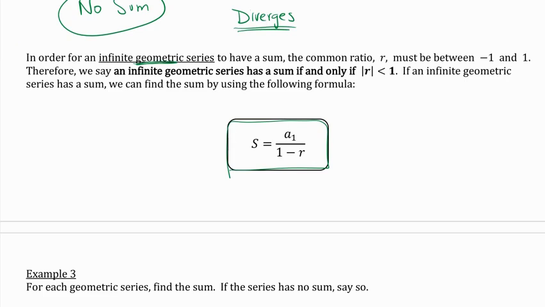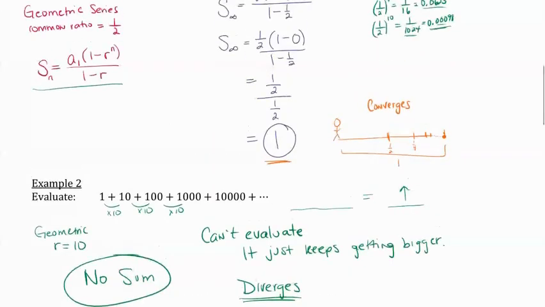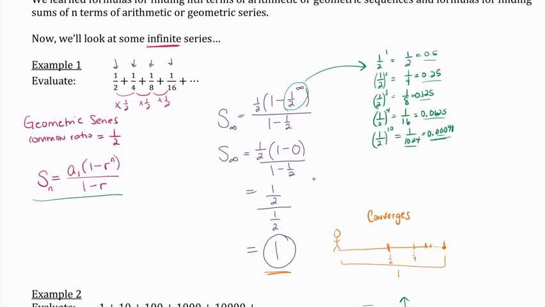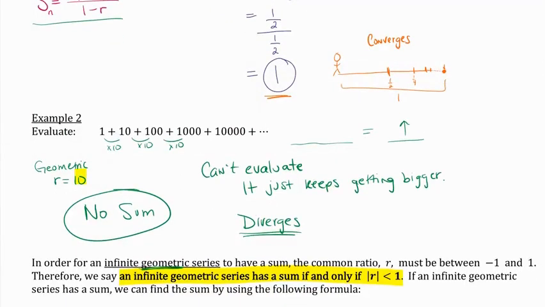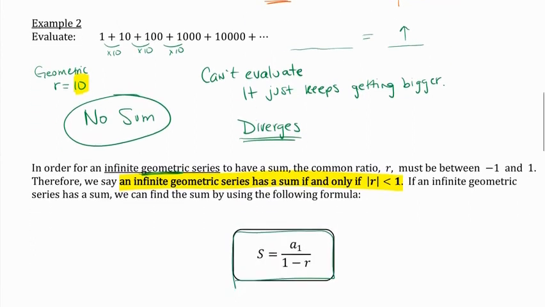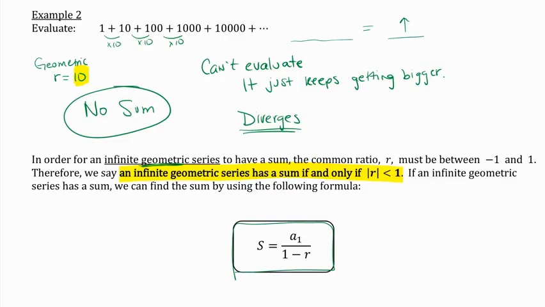There is a catch though, and that catch is that our infinite geometric series only has a sum if the absolute value of the common ratio is smaller than 1. So notice our common ratio for this first one was 1/2, right? That 1/2 is smaller than 1. Our common ratio for the second one is 10. That's bigger than 1, so it doesn't have a sum, right? So our common ratio has to be less than 1 in absolute value.